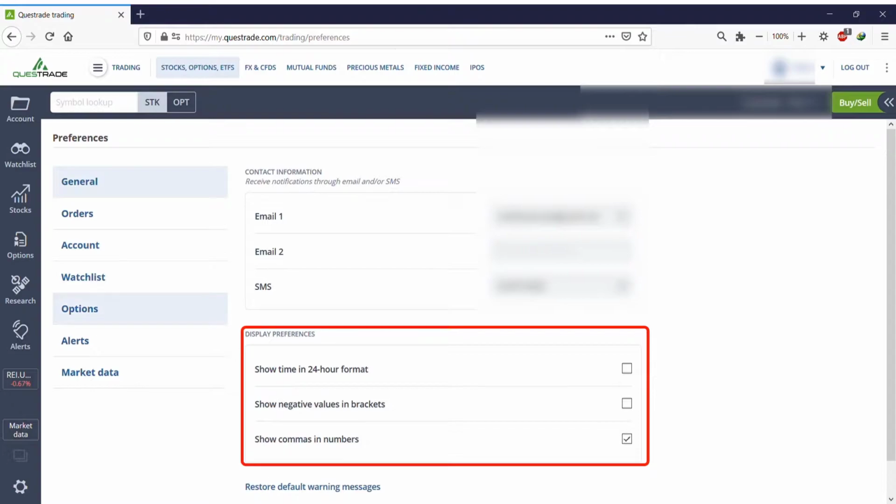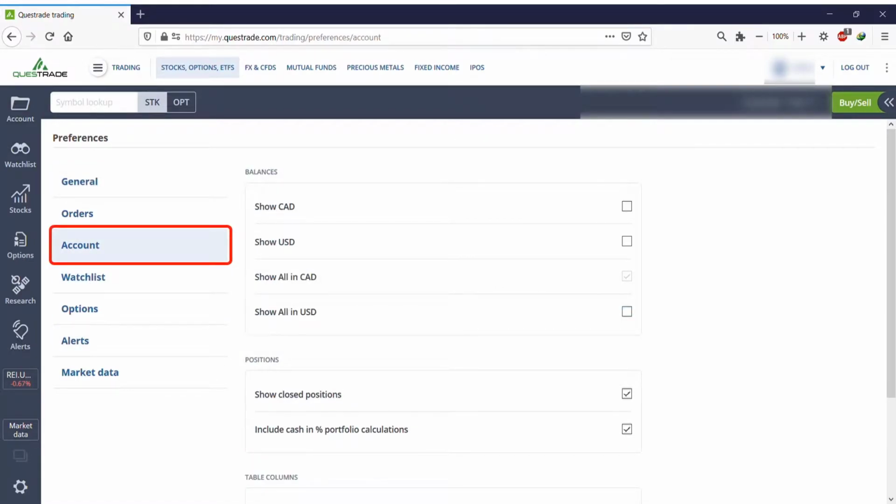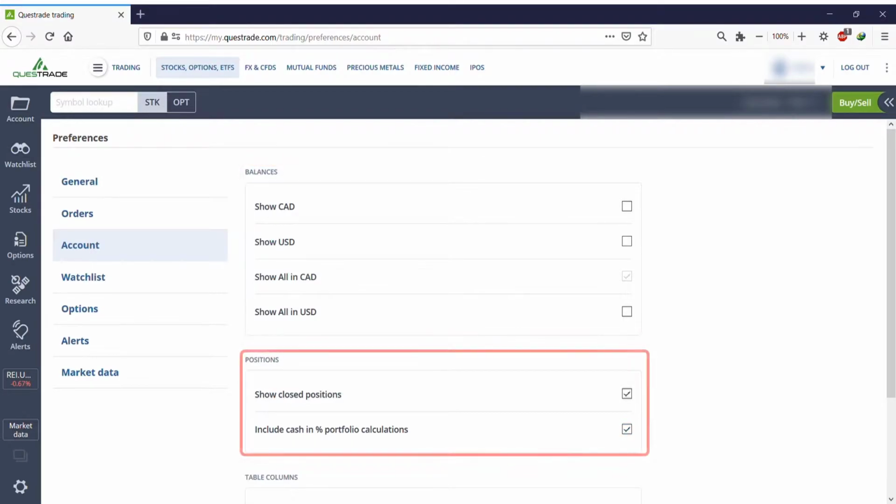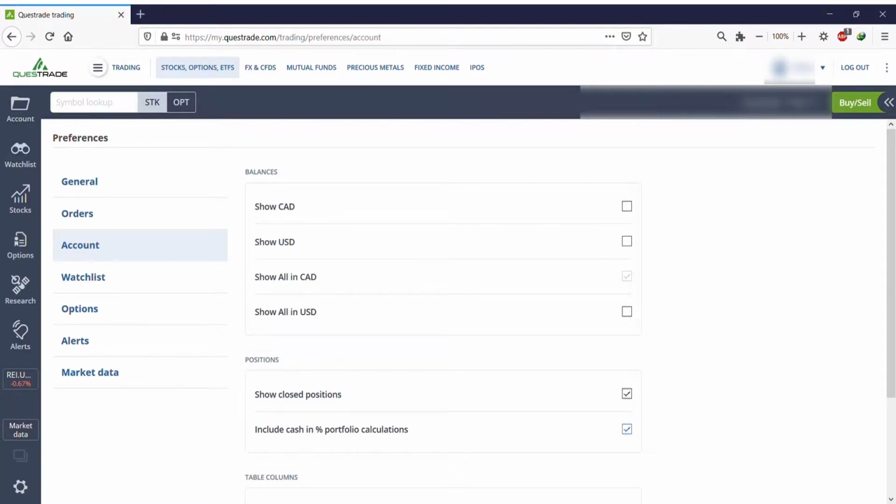There's also another thing under account, I think. Here I have decided to just check show all in CAD, and that's enough because it prevents me from any sort of confusion. Okay, but it's up to you. Show closed position, include cash, percent in portfolios. If you choose include cash in portfolio, the percentage of how much cash you have is also going to be included in your portfolio. I've checked this, but you can uncheck it.